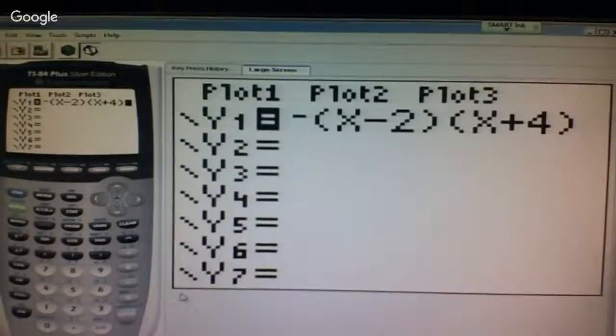Okay, so we talked yesterday that if we're in intercept form, this should give us the intercepts. So I'm going to show you how to get the intercepts on the calculator, and then I'm going to show you how to get the intercepts from just looking at the equation. Because this is negative, what should my graph look like? Maximum. It should have a maximum. It should be going down.